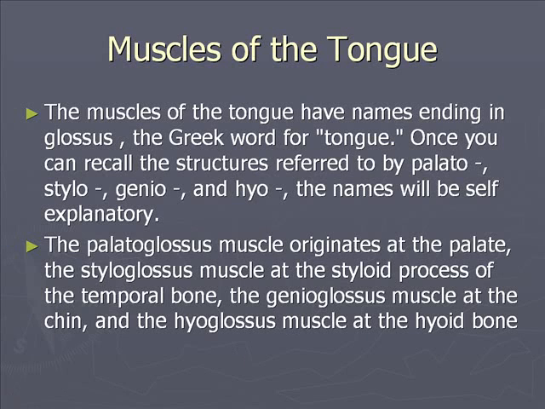Muscles of the tongue. Again, the term glossus, which I already referred to earlier. The names of the tongue muscles end in the word glossus, derived from the Greek word meaning tongue. Also called structures referred to as palato, stylo, genio, and hyo. All are basically self-explanatory. You're already familiar with those bones.